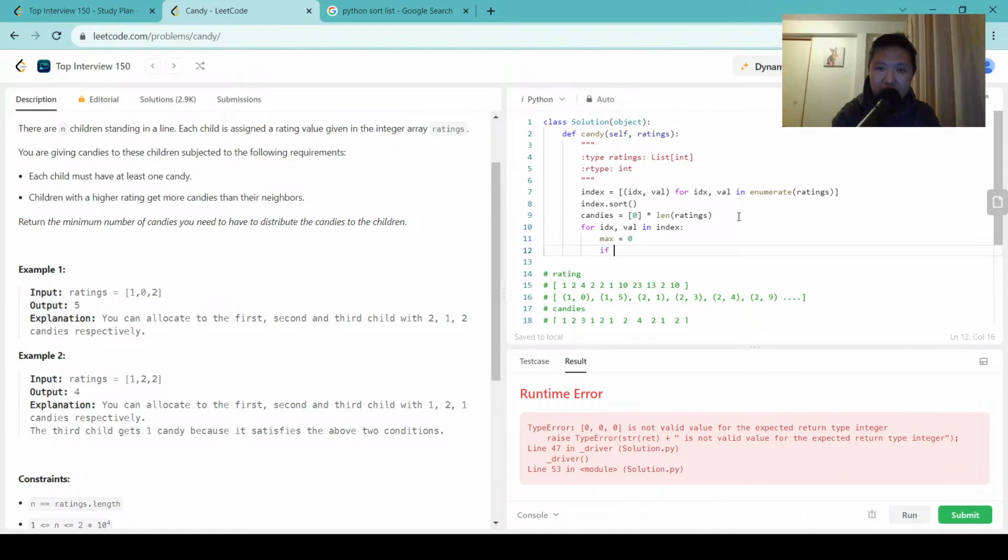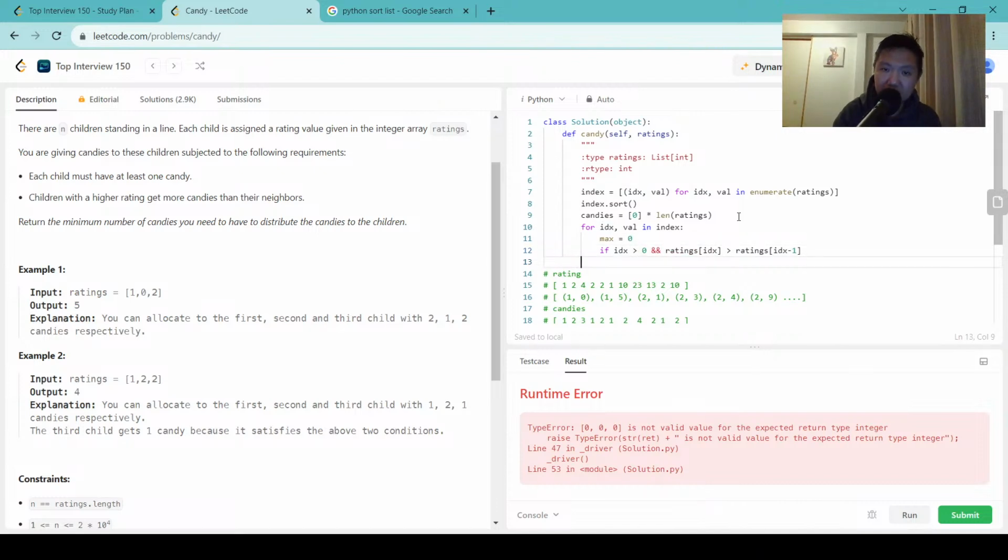If idx greater than 0, so we're not talking about the leftmost person, and ratings idx greater than ratings idx minus 1. Okay?